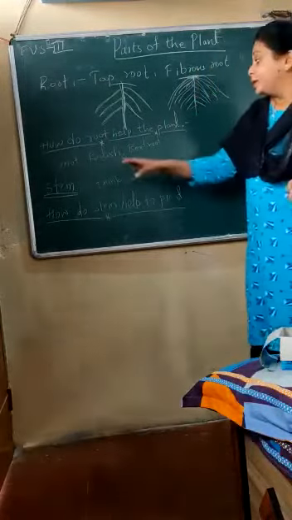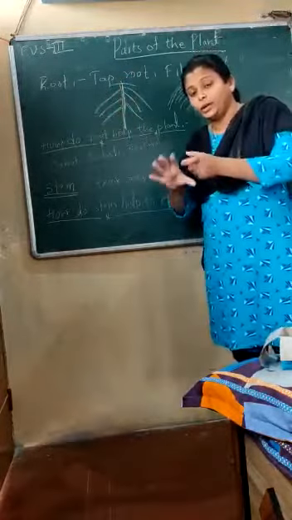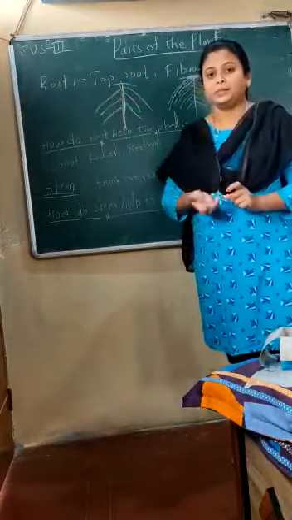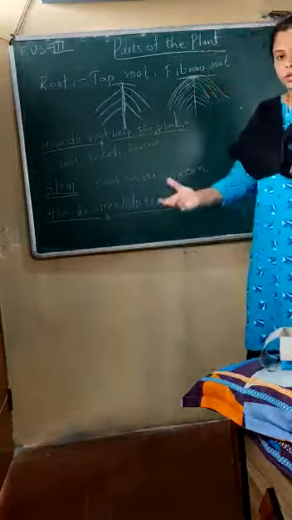These are vegetables, nothing but the food part of the plant. They have stored extra food under the root. So we take those vegetables and eat them for our health. So this is how the root is going to help.